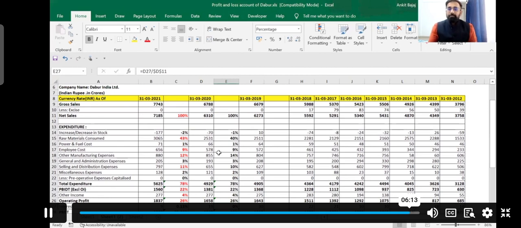Now in the next lecture we will be understanding the ratio analysis part, which is the most important part to understand.